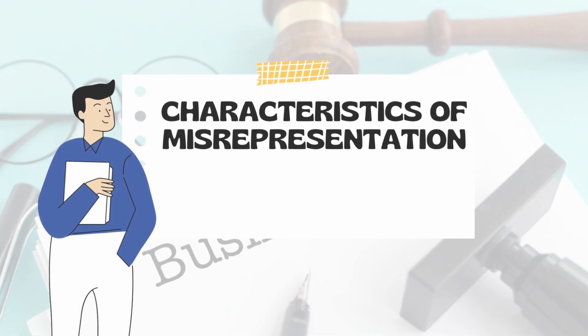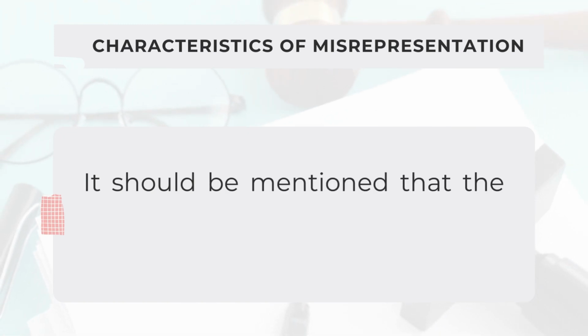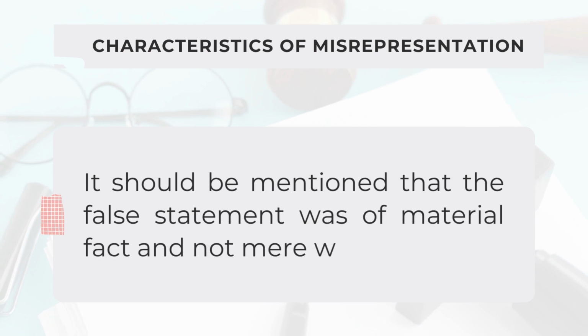What are the different characteristics of misrepresentation? Number one, it should be mentioned that the false statement was of material fact, not mere words. It has to be proved that the material information, important information, a pivotal fact, has been shown as a false statement.